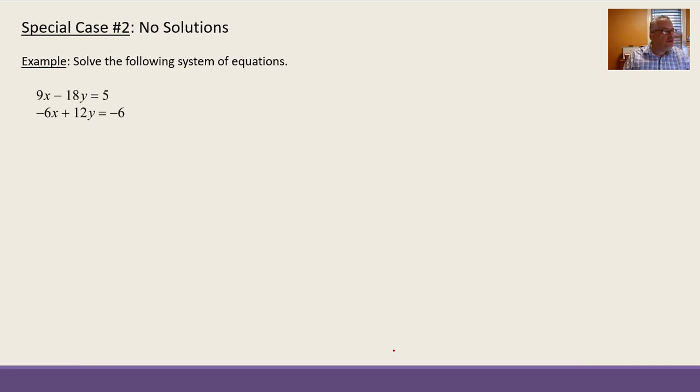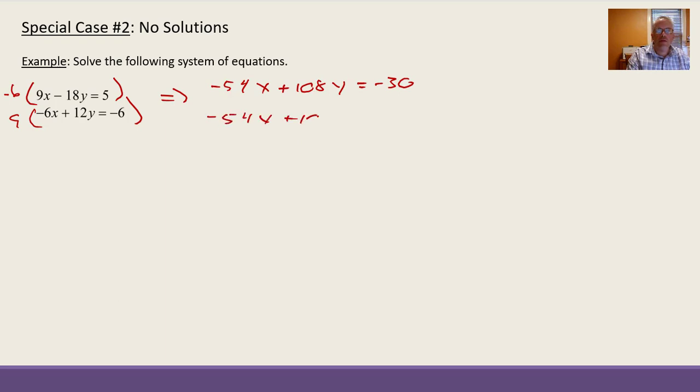Okay, so let's learn about how we can check if it has no solutions. All right, so here we have another example. Let's go ahead and try to solve this and see what happens. We're going to multiply this by negative 6. And we're going to multiply this by 9. And what we get is negative 54x plus 108y equals negative 30. Here we get negative 54x plus 108y. It's looking very similar, but this side is different.